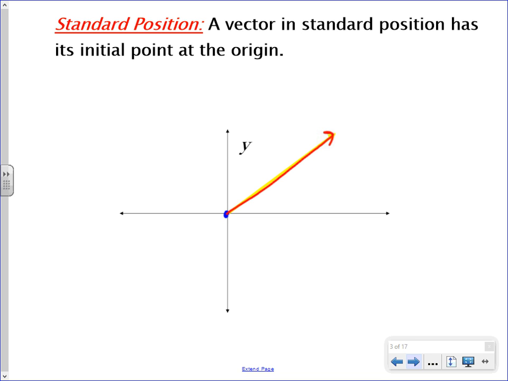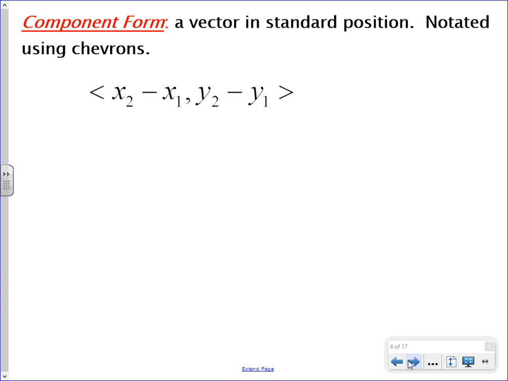Okay, so a lot of what we do today is we have to talk a lot about the vocabulary about vectors. How do we find magnitude? How do we find direction? What are some special things that vectors have that we can use to help us? So first we need to know how to write them. So component form refers to a vector in standard position. And we use these chevrons, those kind of arrow-looking things. So instead of parentheses, we're going to use the chevrons.